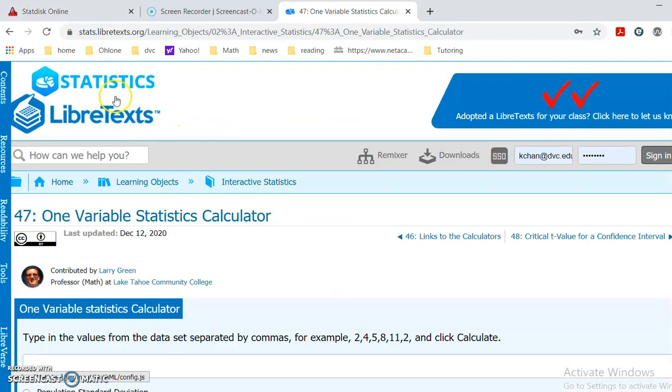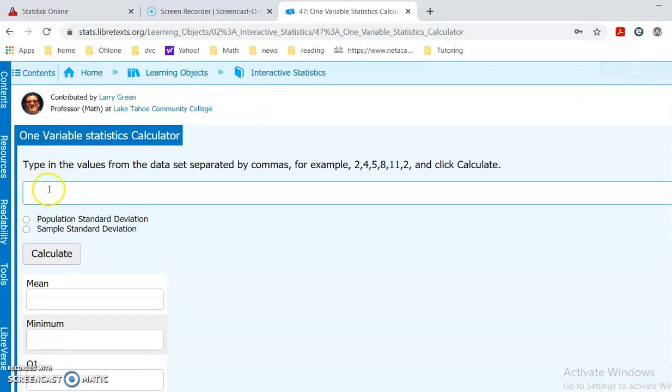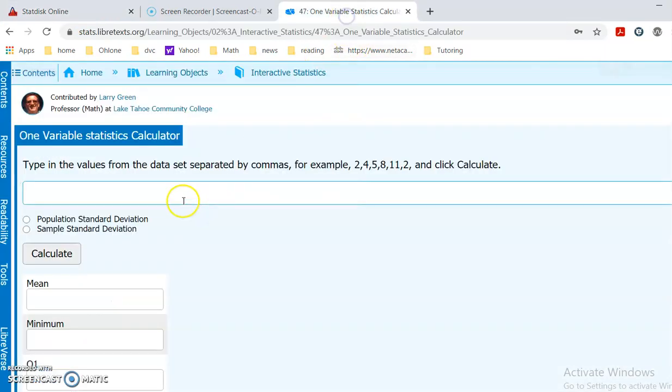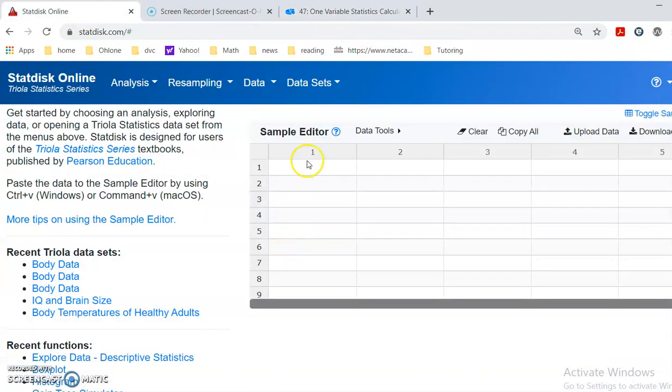This one variable statistic calculator from LibreText expects you to type numbers with commas in between, and then calculate, and that's it. The other one is, of course, that you type the numbers in a column. So usually for me, if I have numbers in a comma list, I'll use the one variable statistic calculator. If I can copy my data in a column, I'll use the statist.